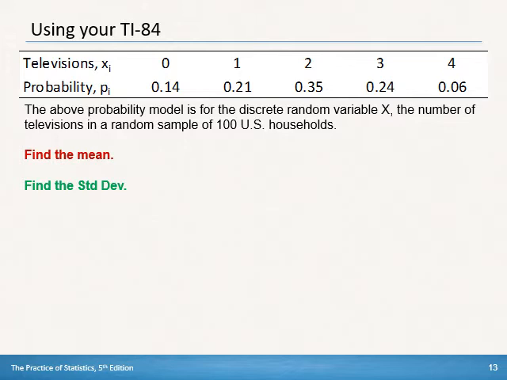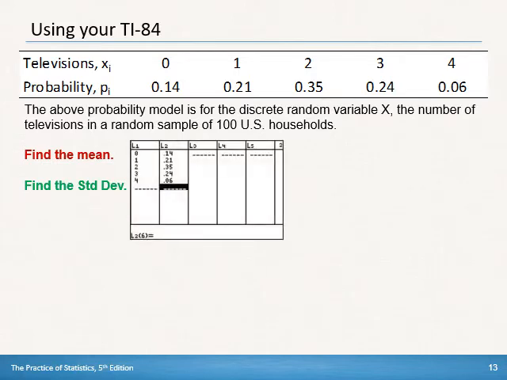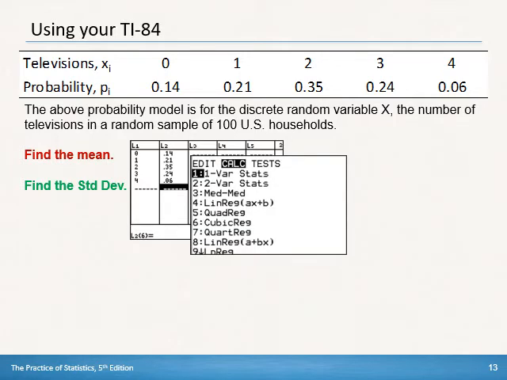This one's not too bad. There's only 5 possible outcomes, 0, 1, 2, 3, or 4 televisions, and their related probabilities. But still, we're going to want to be able to do this with our calculators. So the first thing we do is put the x values in list 1 and the related probabilities in list 2. All right, once you've done that, we hit stat, then calculate, and we want to do a 1 var stat.